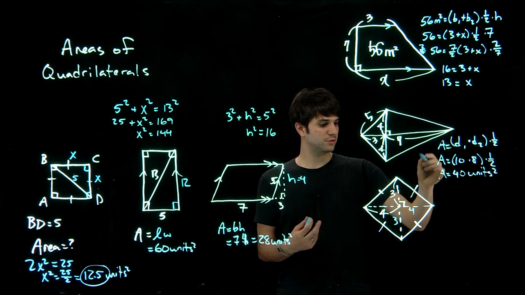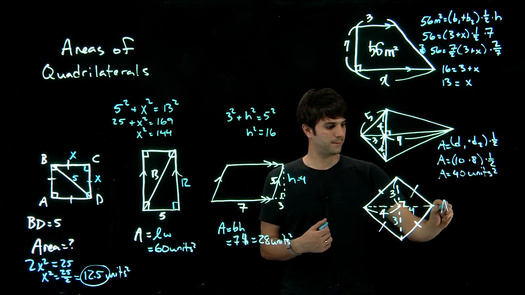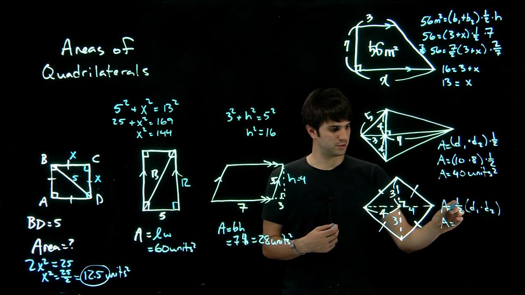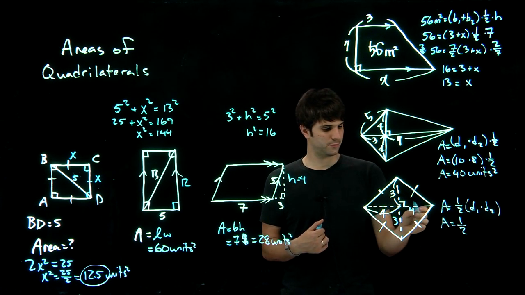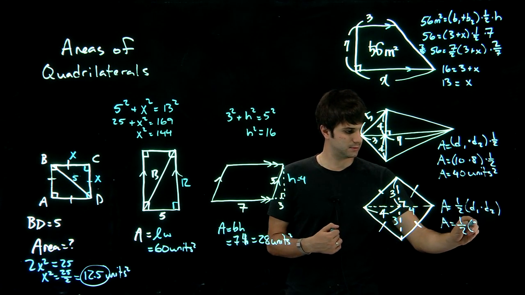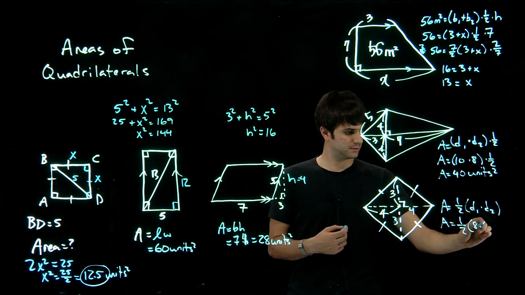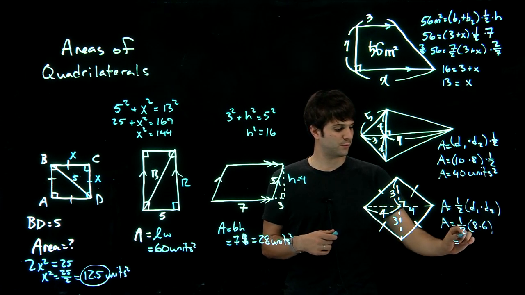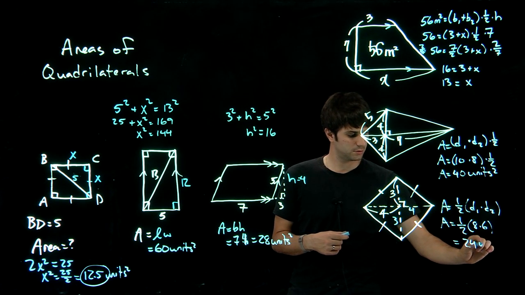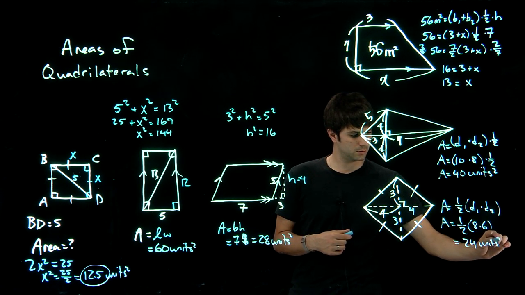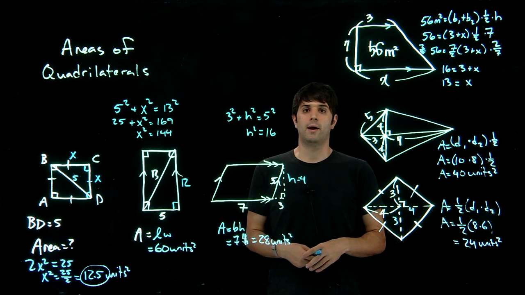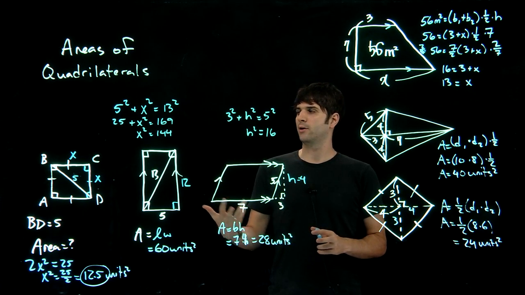Okay. With that, we can use the same formula. Area equals 1/2 d1 times d2. So area equals 1/2 of d1, which is going to be 8, times 6. And that equals 8 times 6 is 48. Half of 48 is 24 units squared.